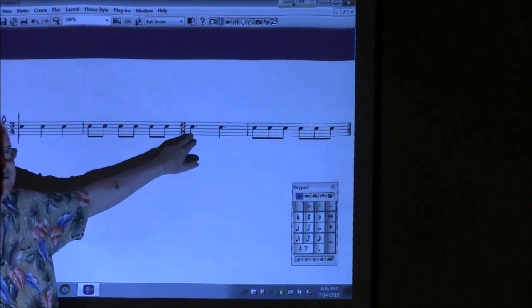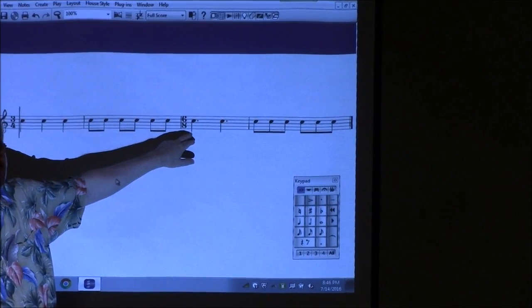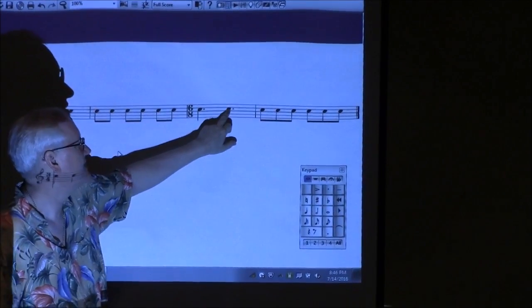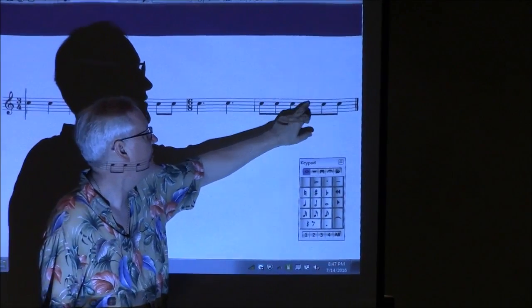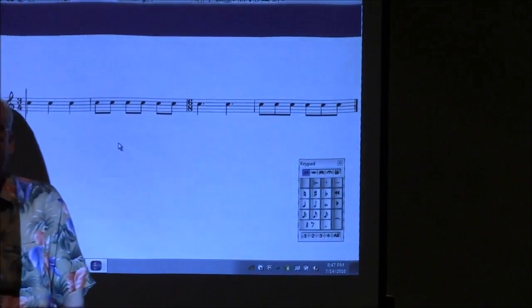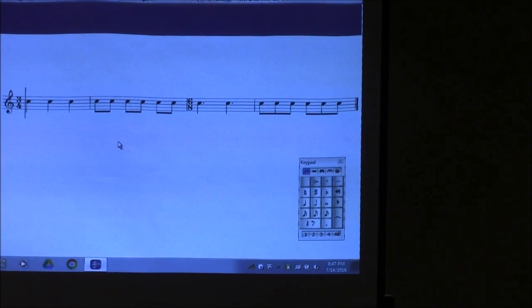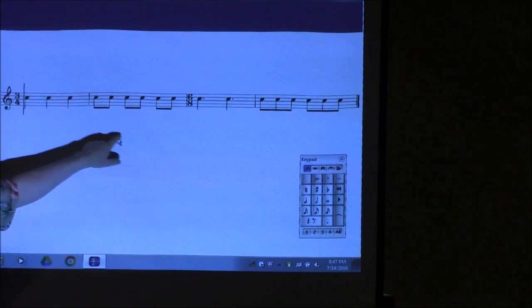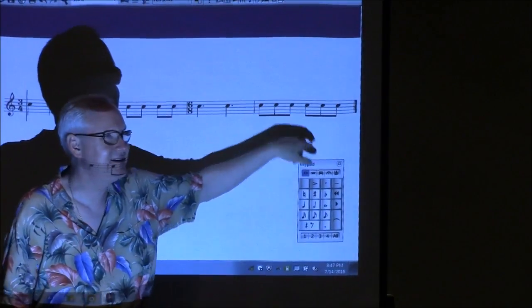Now, 1, 2, 3, 4, 5, 6. This would receive 3. That would receive 3. So Debbie, they look quite different. Notice everything is grouped in 2s here. Everything is grouped in 3s here.